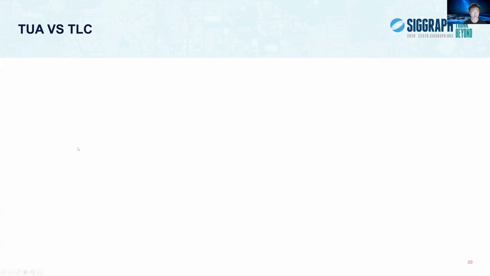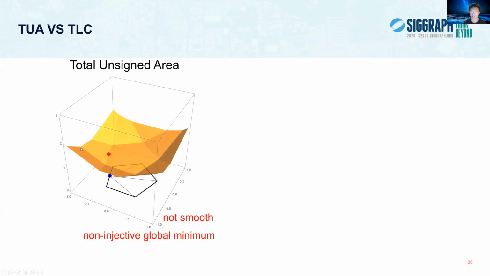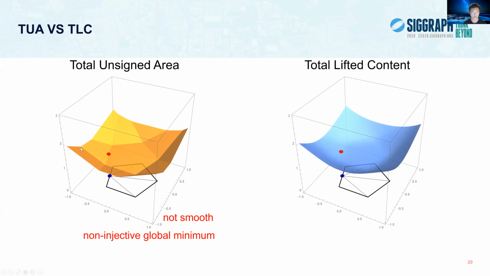Now let's compare total unsigned area and the total lifted content side by side. Total unsigned area energy is not smooth. It has a non-injective global minimum. On the contrary, total lifted content is smooth. And even in the degenerate situation, since there is no plateau region here, the energy still has a descent direction, and the global minimum is injective.